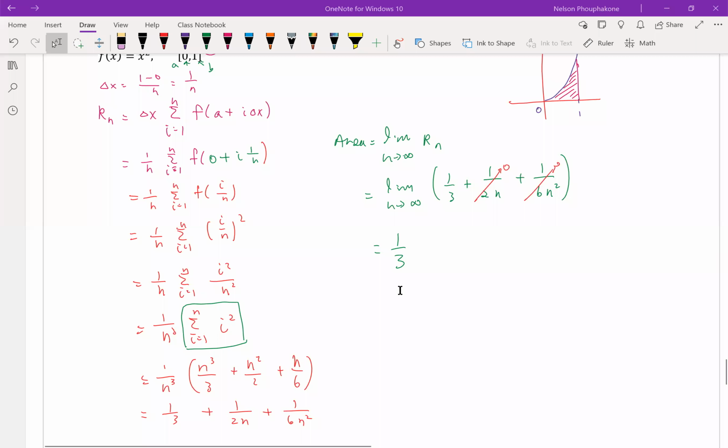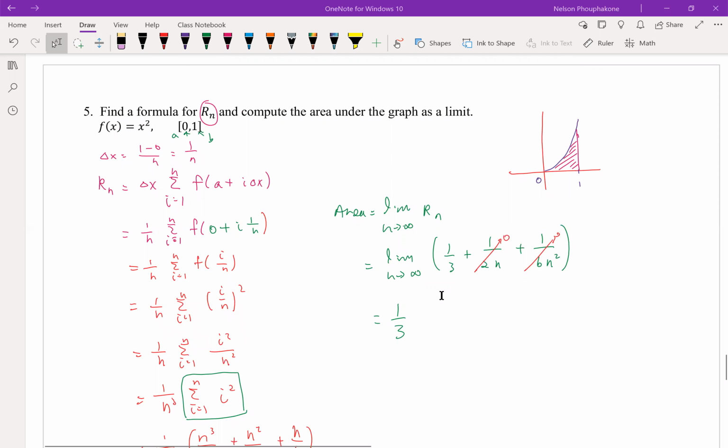Okay, so that's it. So we know how to use the limit of the right endpoint, left endpoint, or the midpoint to help us find the area under the curve then. Okay, thank you.